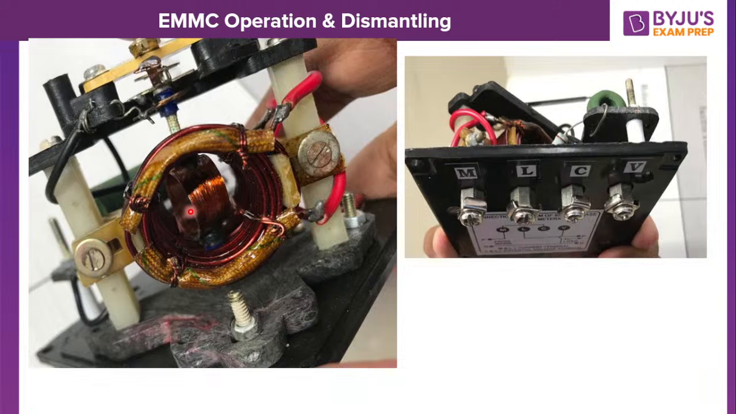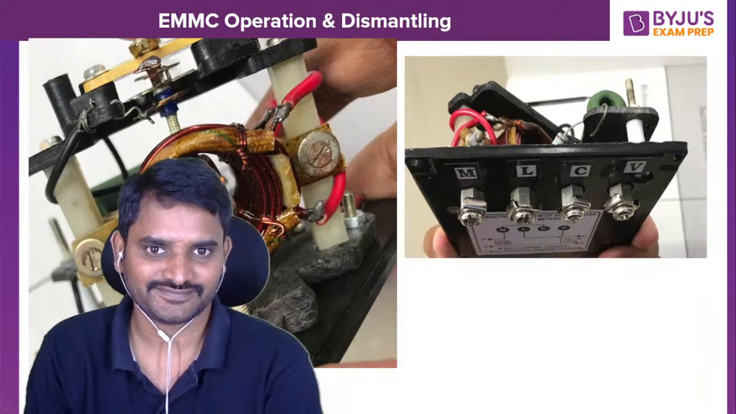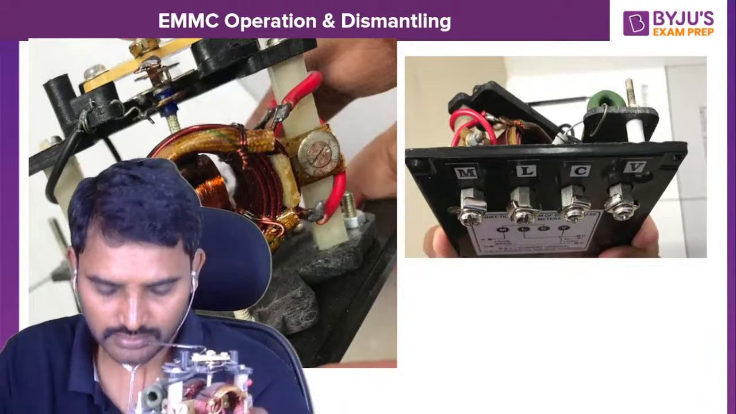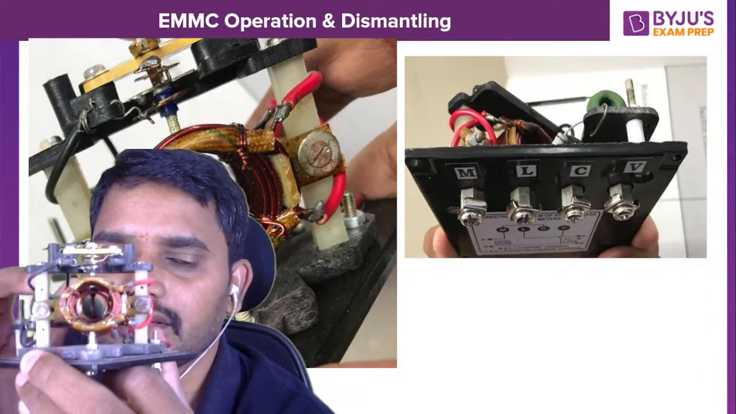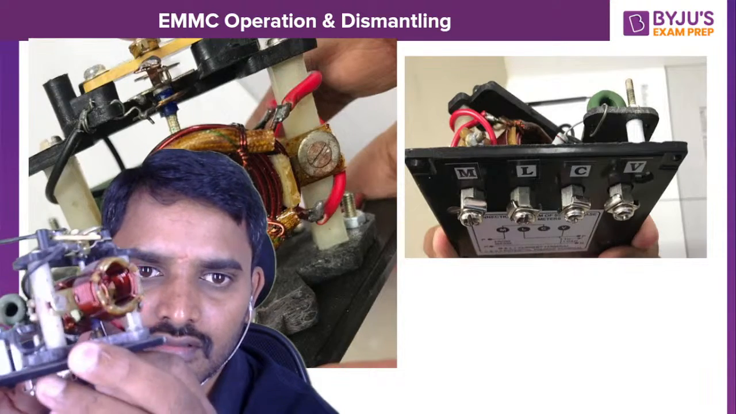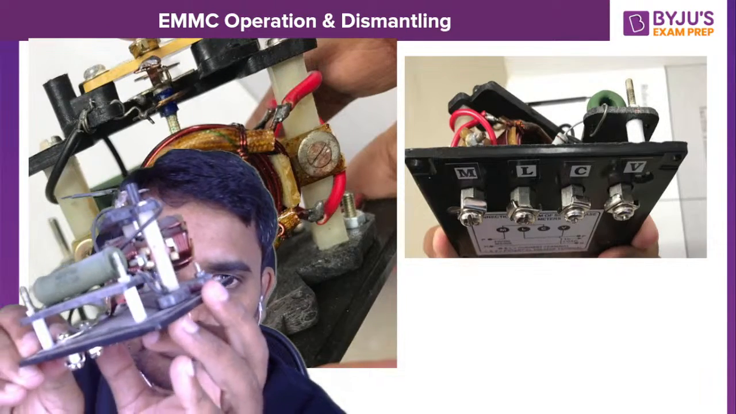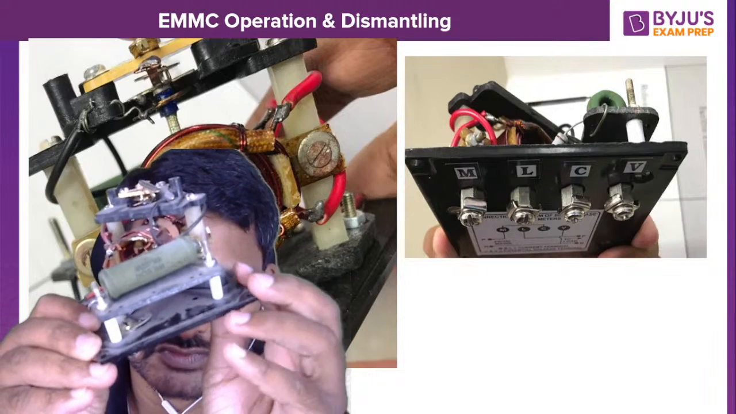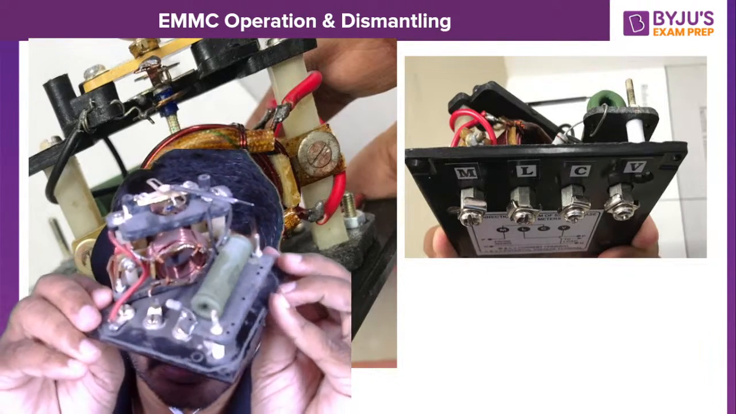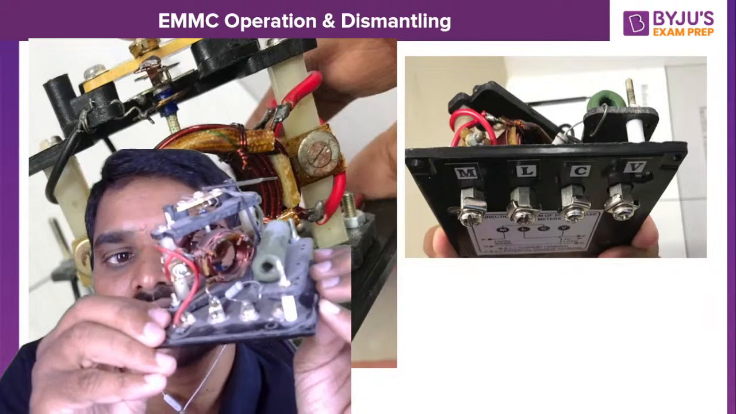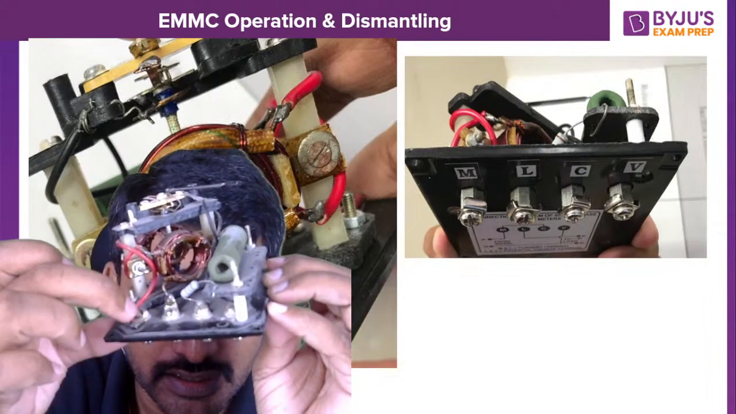I have the moving EMMC instrument. Let me show you from my side. It's like this. I think you are able to find this one. So this is an element. We are going to discuss this element also. And here I have got some resistor and the 4 terminals.